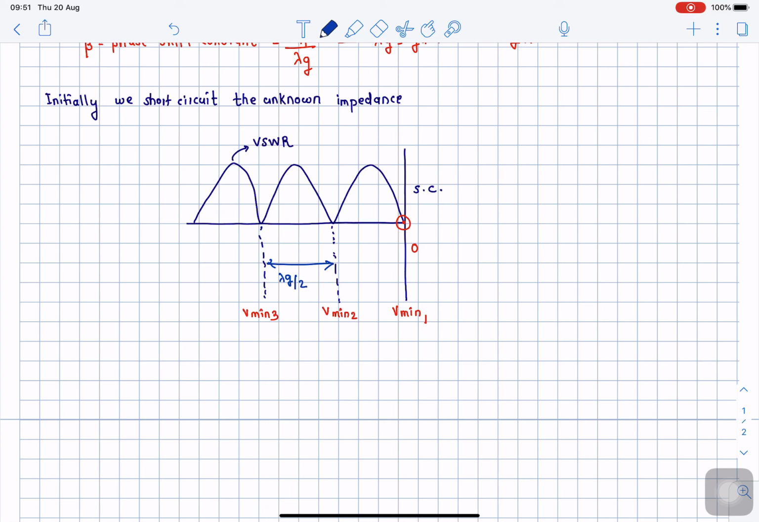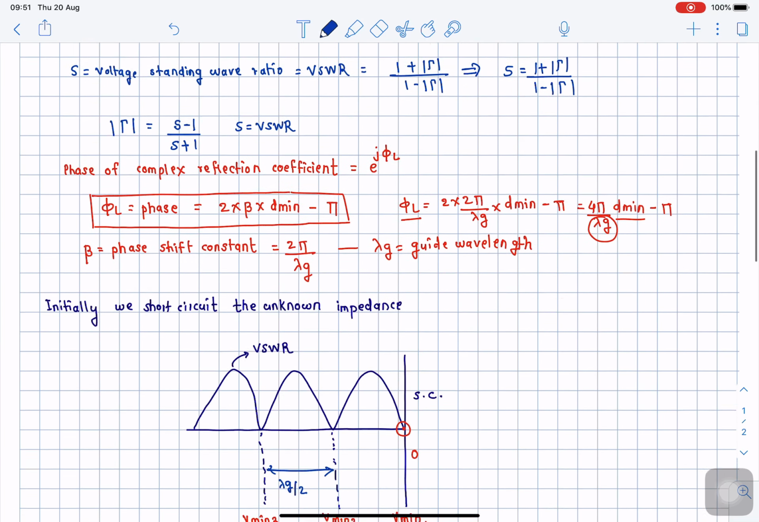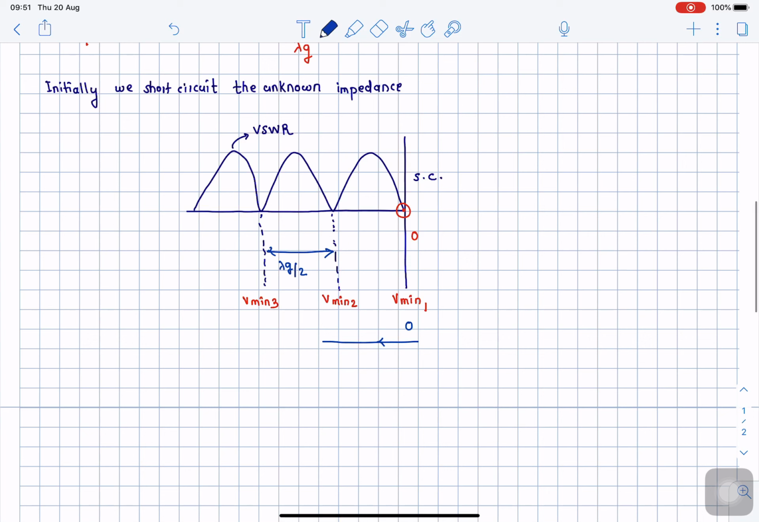So we will start on the right hand side with the 0 distance. Now we will denote this traveling of the slotted waveguide section. What we are going to do is move the tunable probe over the slotted waveguide section, and find the position distances of voltage minimum. So this is the distance. We will note down this particular distance and call it d1 in centimeters.